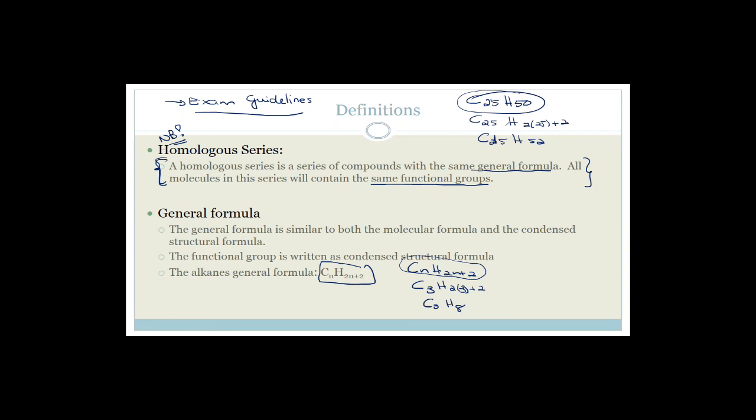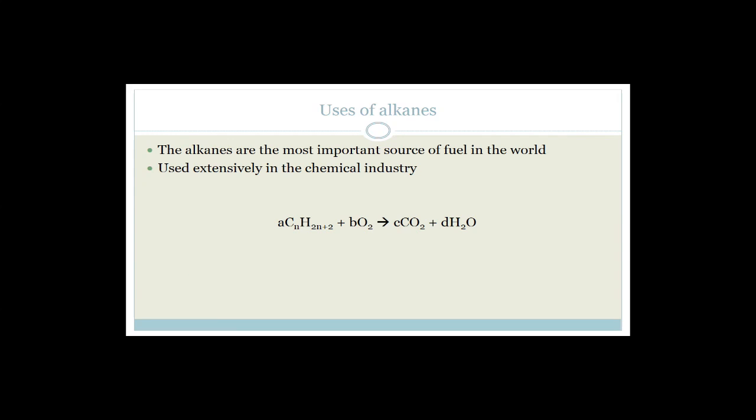Okay, so that is one of the reasons we use general formulae, is that we can actually tell about larger molecules without actually having to draw them out and count them. So now, the alkanes' most important use is that they're an important source of fuel, okay? And they're used extensively in the chemical industry, and we'll talk about that later, because there is a thing called cracking. In fact, let's talk about it now. We can take alkanes and we can crack them. We can heat them up and we can break them under pressure to form alkenes and alkynes.